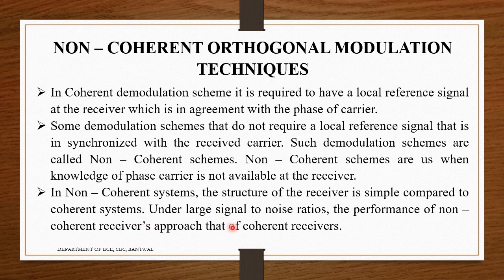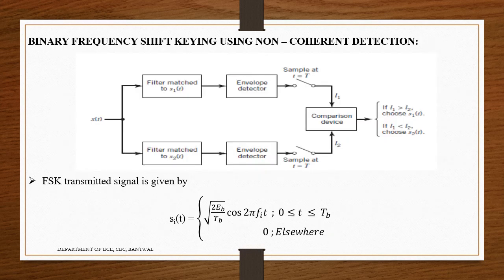Under a large signal to noise ratio, the performance of the non-coherent receiver approaches that of the coherent receiver. We have to deal with two types. One is FSK, another is DPSK. The first one is FSK.